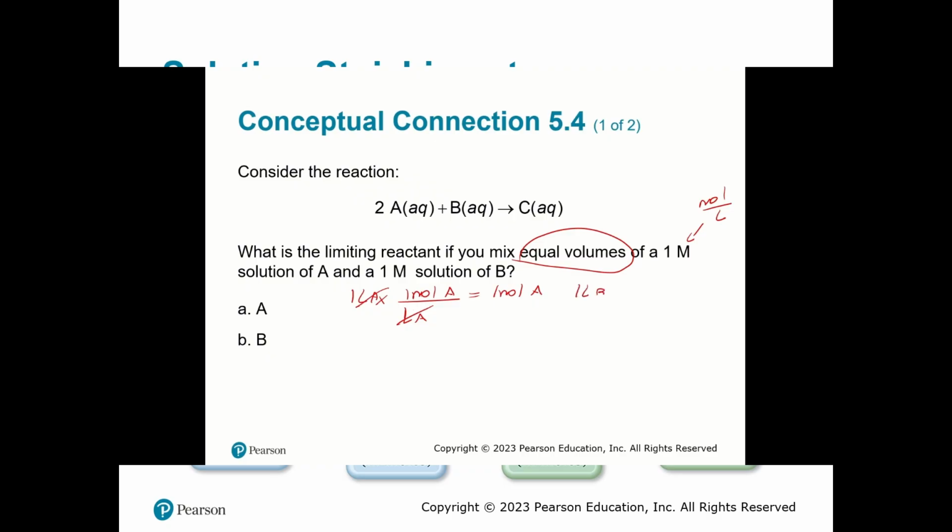And the same thing with B. The concentration is the same, so moles of B per liter of B, we cancel the liters, and we have 1 mole of B. If you look at the stoichiometric coefficients, 1 mole of B will require 2 moles of A, and I only have 1 mole of A. So A is my limiting reactant here.